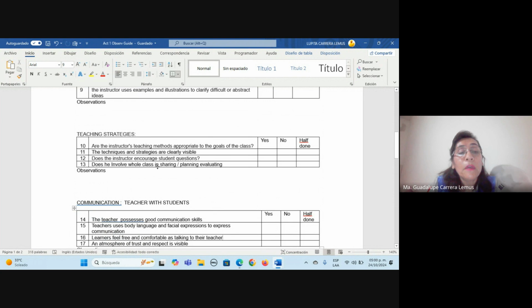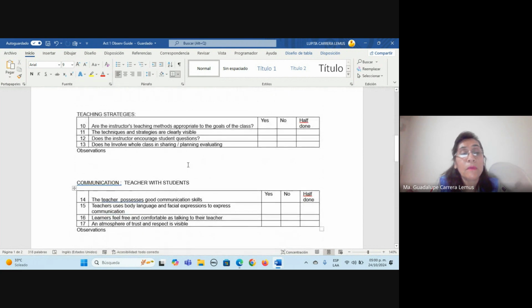Does the teacher involve the whole class in sharing or planning evaluation? It's also part of the teaching strategies, how evaluation is going to take place. So he should also consider students' opinions, so they can feel more relaxed or comfortable, because every group is different. Even in the group, we have different students with different learning styles, with different abilities. So he should include all the students at the time of planning evaluation.